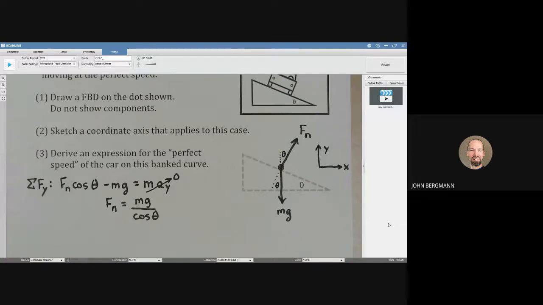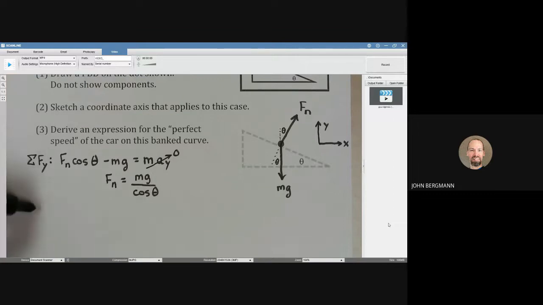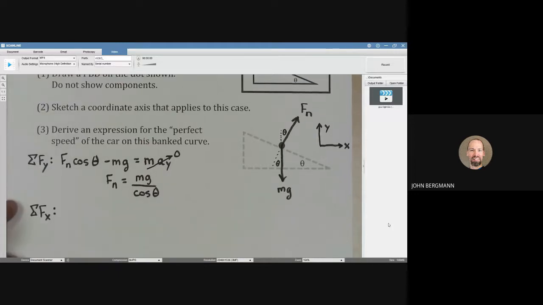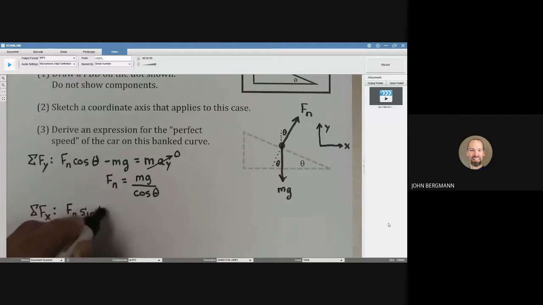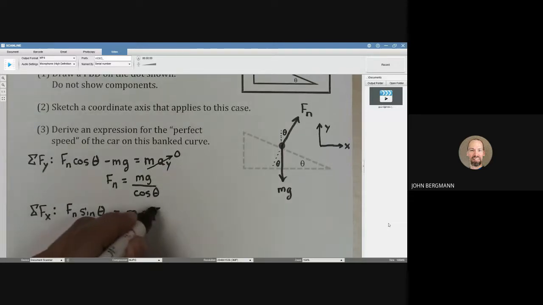Now, what we want is an expression for the speed of the car. So let's see if we can get that by writing the other Newton's second law equation, which is the sum of the forces in the x direction. The direction that it's accelerating, I always choose that to be positive. So to the right is going to be positive. So that's going to be Fn times the sine of theta. Hey, you know what? No other forces in the x direction. So that is the net force in the x direction. And that needs to equal the mass times the acceleration in the x direction. The acceleration in the x direction is the centripetal acceleration, which is v squared divided by r.